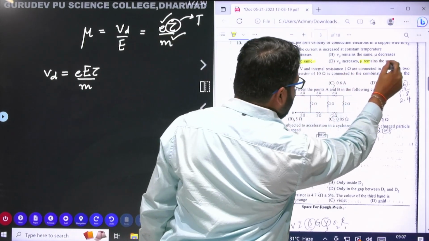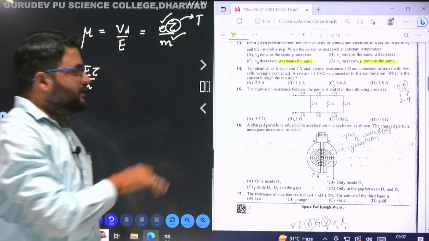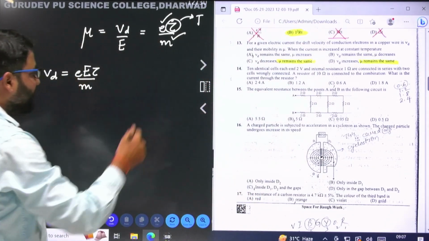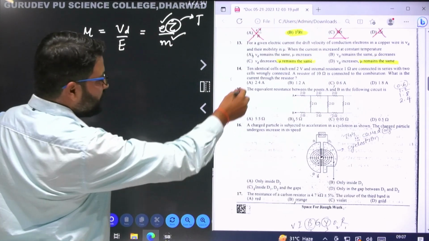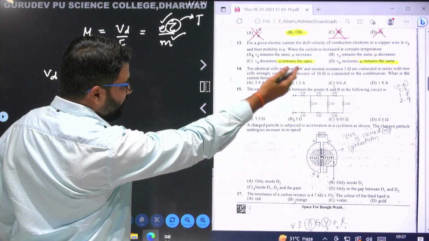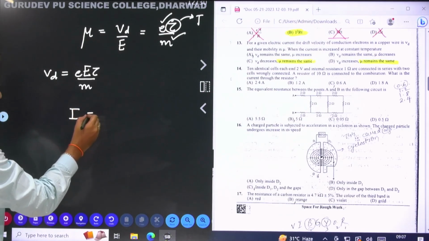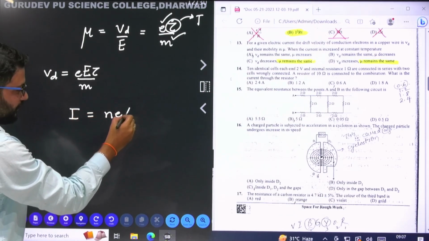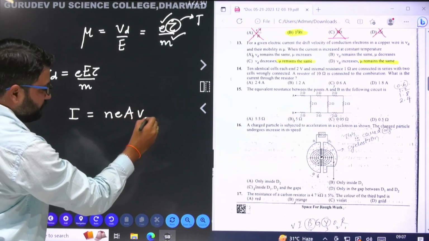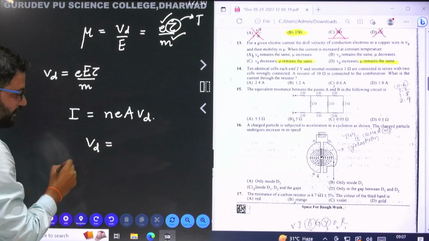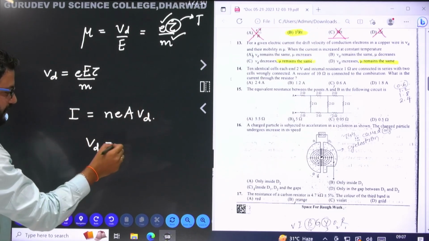Let me check it. So I have two options for myself, that is either C or else the option D. Now let me try to figure out what would happen to the drift velocity. We have already studied that I is equal to NEA VD. So from this, VD should obviously increase to increase the current.